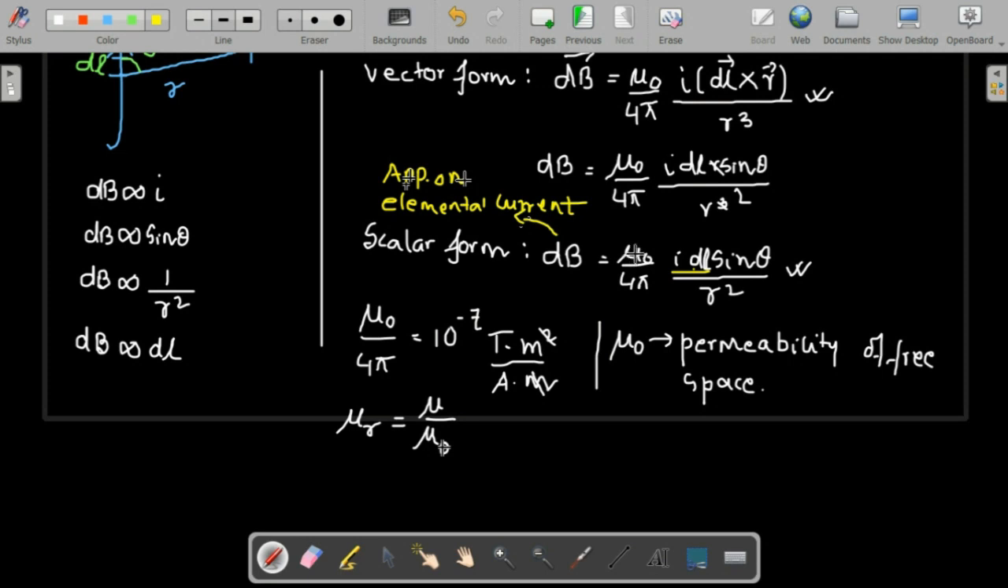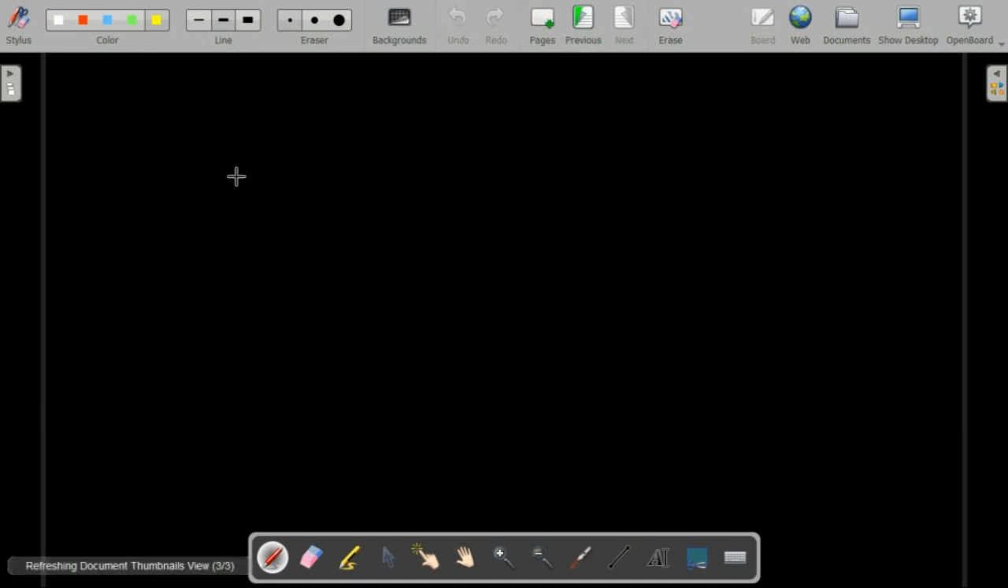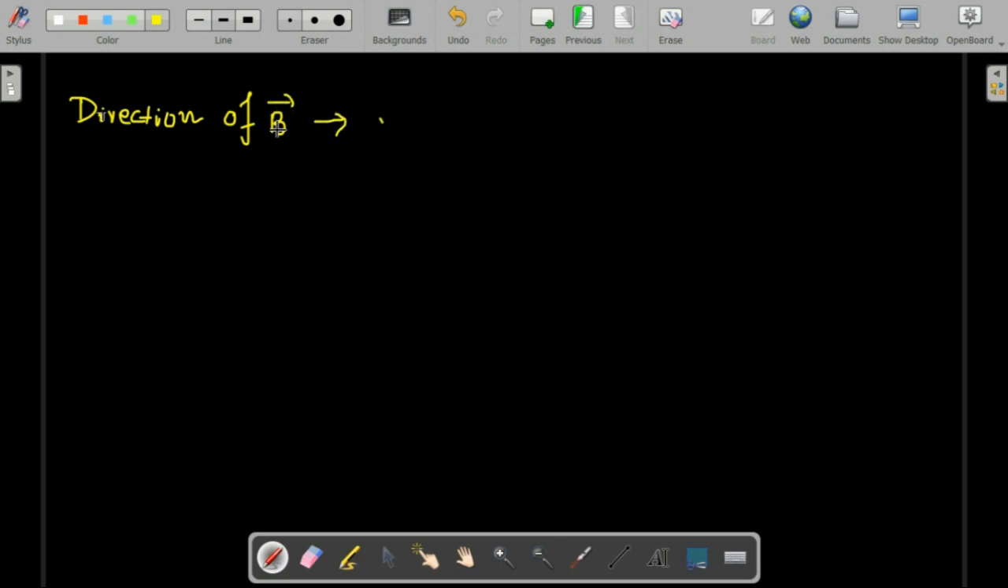Next, which is important and actually confuses us a lot, is the direction. Because you are going to consider a magnetic field, which is a vector quantity, if you want to find the direction you have to use certain laws. Let's say this is B bar, and we know that this is given by the vector dl cross r bar.